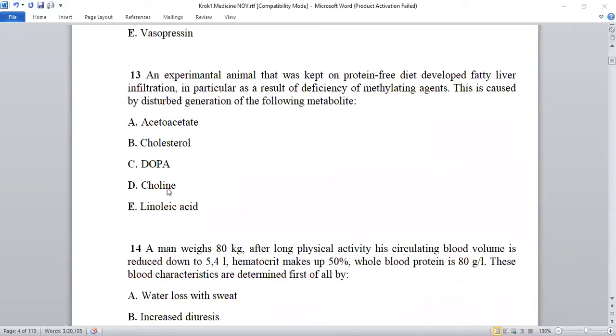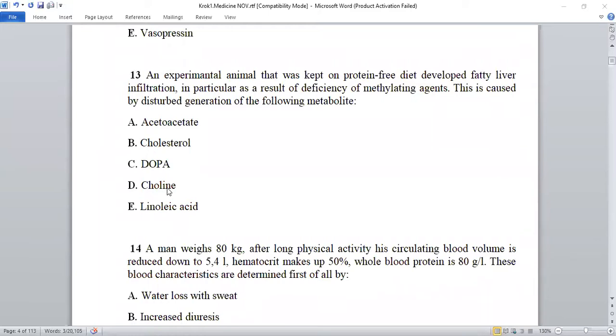Okay, question number 13. An experimental animal that was kept on a protein-free diet developed fatty liver infiltration, in particular as a result of deficiency of methylating agents. This is caused by disturbed generation of the following metabolites.